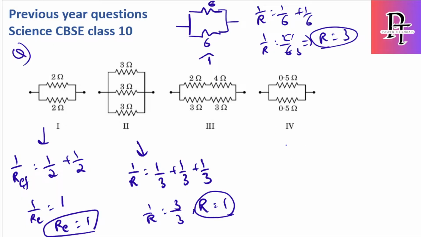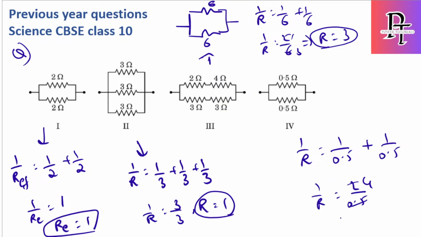Okay, same way for the fourth one, this is easy. These two are in parallel. So 1 by R is equal to 1 by 0.5 plus 1 by 0.5, which is nothing but 2 by 0.5, which is 4. So R is equal to 1 by 4 for the fourth scenario. So for this question, I think they have asked which circuit will give you 1 ohm. So the answer should be 1 and 2. Okay, hope you understood. So let's go to the next one.